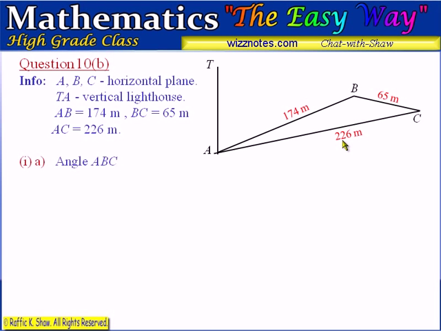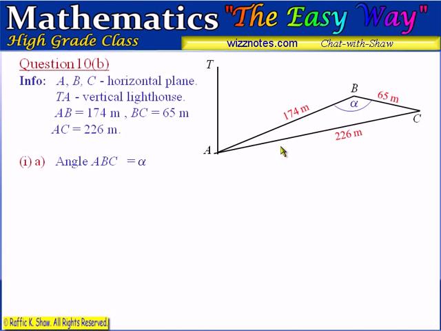The first part of this question wants us to calculate angle ABC. That's the angle right here. Let's call that angle alpha and show alpha on the diagram. What we have is a triangle that is not a right angle triangle. We want to find alpha, which is inside this triangle. It's not a right angle triangle, and therefore we cannot use any of the three trig ratios, sine, cosine, or tangent. We have to use either the sine rule or the cosine rule.